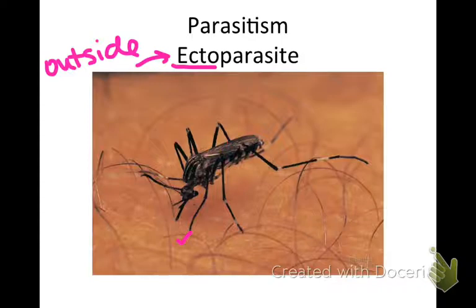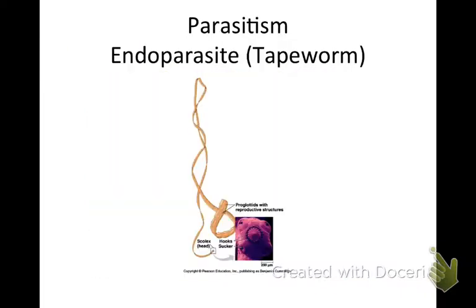So ecto, coming from the outside, attacking. But the opposite of outside is what, ladies and gentlemen? That's right, inside. So that's where endoparasites come from. Endo, please, this is how one of my students taught me to remember this. Endos, it comes from the inside. It attacks from the inside out.